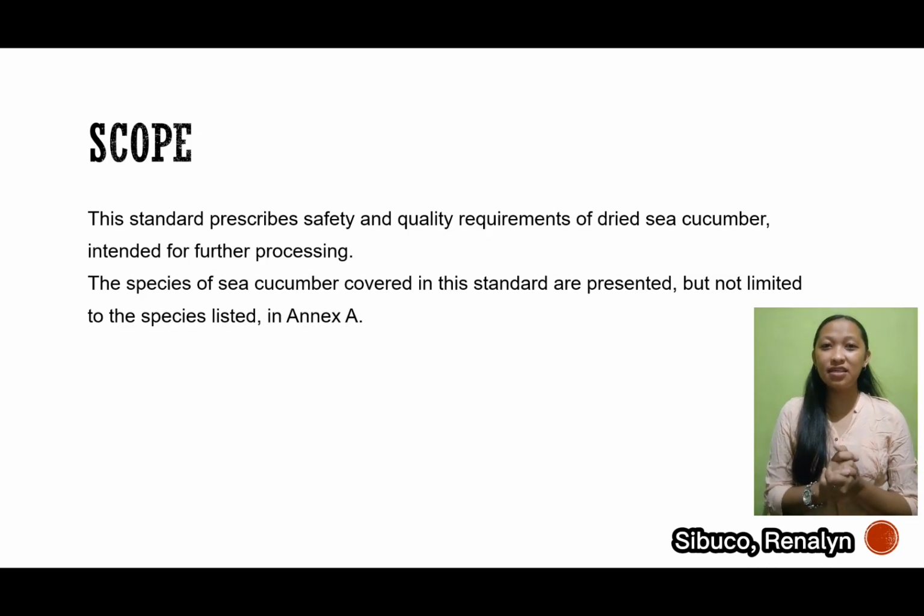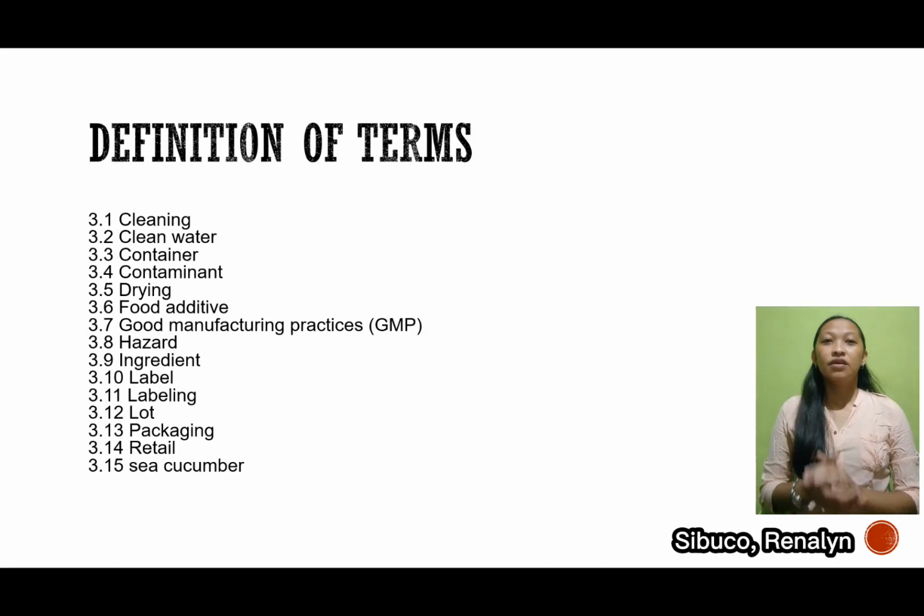For the dried sea cucumber, the scope is this standard prescribes safety and quality requirements of dried sea cucumber intended for further processing. The species of sea cucumber covered in this standard are presented but not limited to the species listed in Annex A. For the definition of terms, we have cleaning, clean water, container, contaminant, drying, food additive.